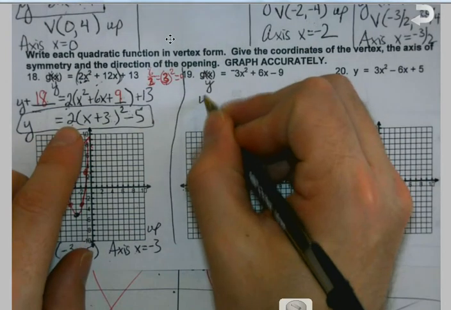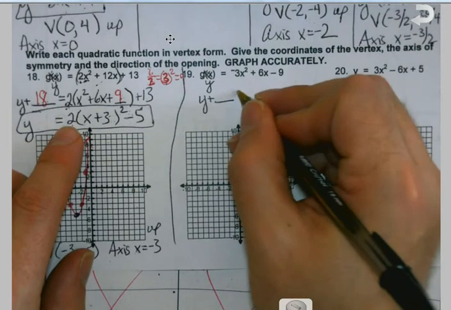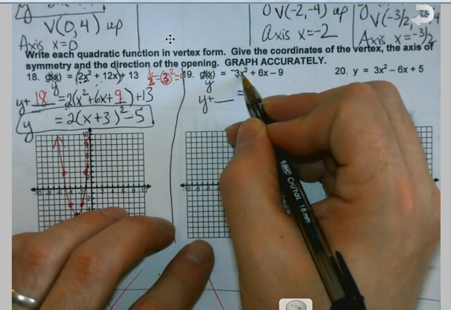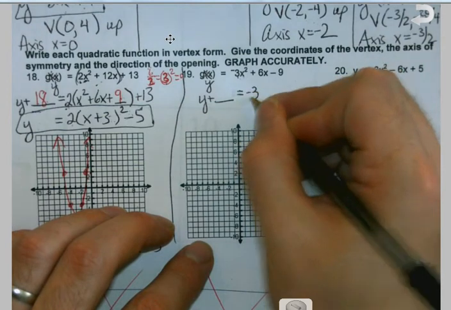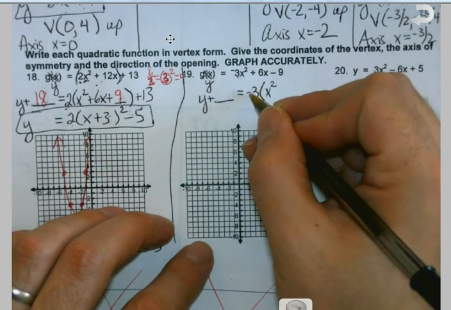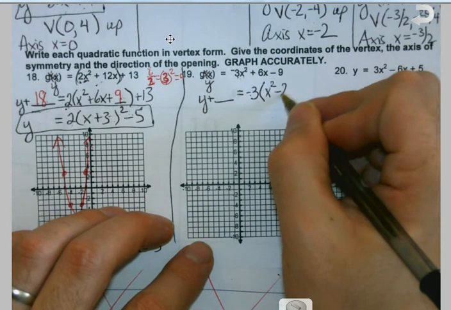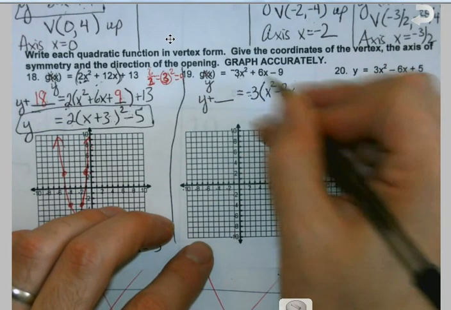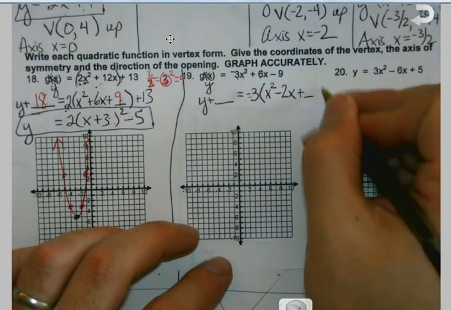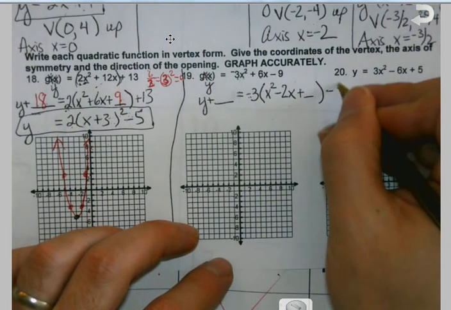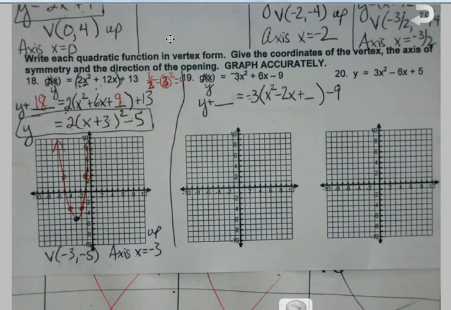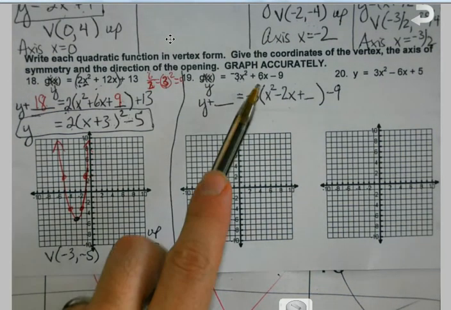All right, y in a blank. I'm going to pull out the -3 because, again, I want my x squared value to be positive. Now we're like, okay, so x squared, -3 times -2x would distribute back to positive 6x. Watch your signs. Plus my blank, and then the -9's at the end. So I do my thing.